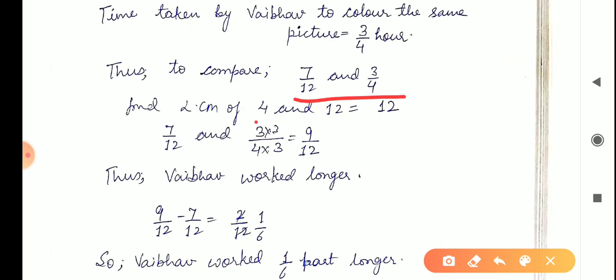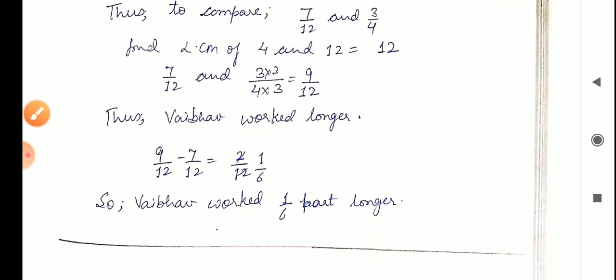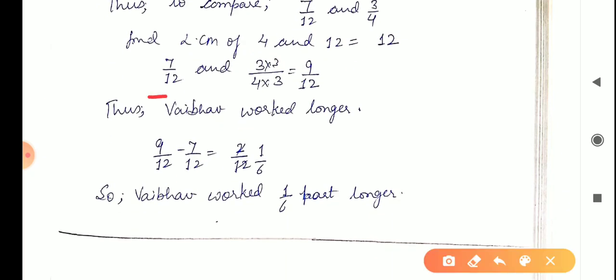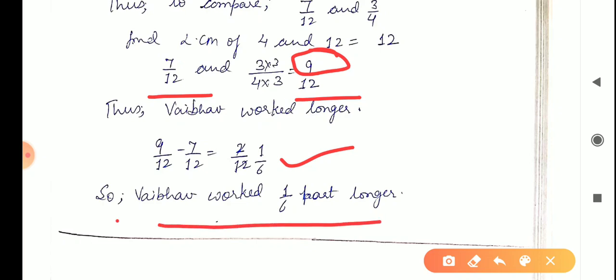So first step, find the LCM of 4 and 12. It's 12. Convert into equivalent form. We see that by converting into equivalent fractions, one is 7 by 12, another is 9 by 12. So we can see 9 is greater than 7. So Vaibhav worked longer, and by how much? Subtract the times. So it's 1 by 6 part. So Vaibhav worked 1 by 6 part longer than Michael.